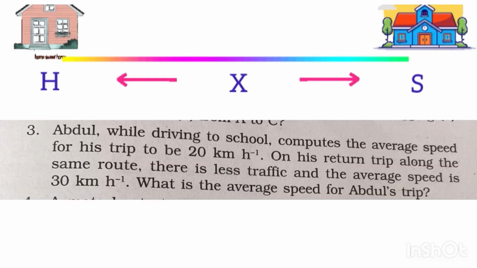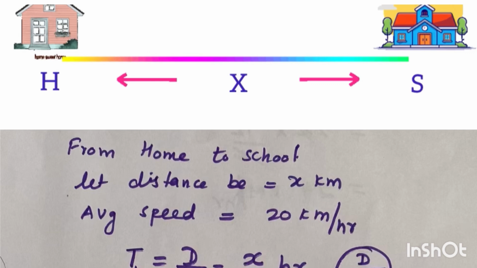Question number 3. Abdul, while driving to school, computes the average speed for his trip to be 20 kilometers per hour. On his return trip along the same route, there is less traffic and the average speed is 30 kilometers per hour. What is the average speed for Abdul's trip? In this question, we need to find average speed for Abdul's trip. Now Abdul's trip means from home to school and then again school to home. For average speed, we need total distance covered during the trip and total time taken for the trip.